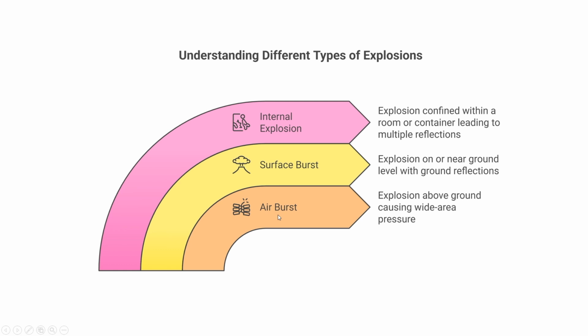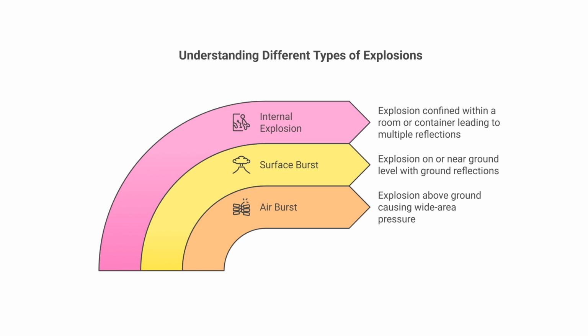Moving ahead, the different types of characterization of explosions. Explosions can be characterized depending upon where they are located. So we have the internal explosion. We normally deal with an internal explosion when the explosive is confined within a room or a container, leading to multiple reflections. Whenever an explosion occurs, the pressure will try to move outwards in a very fast manner, but the containment will prevent it from doing so. So it will cause multiple reflections, and the effect of the total pressure is going to be increased due to these multiple reflections.